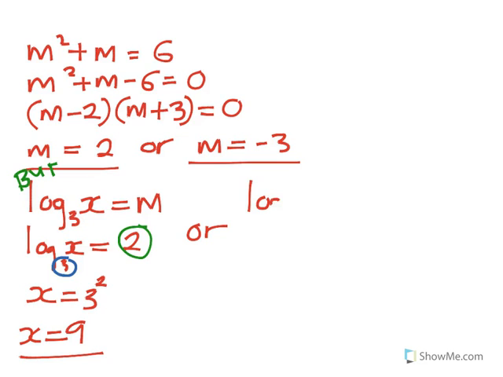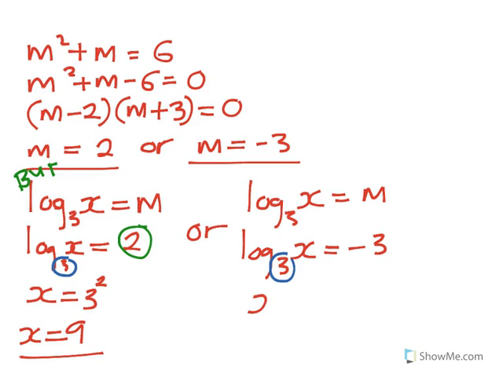Or log base 3 of x is equal to m. Another value of m is minus 3. So log base 3 of x is equal to negative 3. Using the same approach, this particular 3 will become the base and this particular minus 3 will become the exponent. So you've got x is equal to 3 to the power minus 3, which is x is equal to 1 over 27. So these are the two values of x.